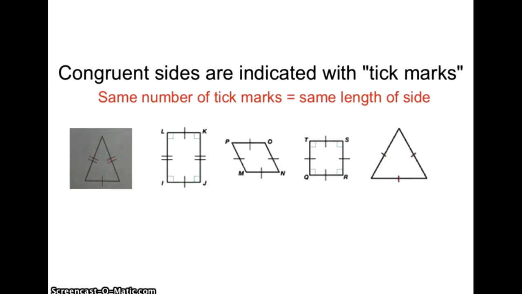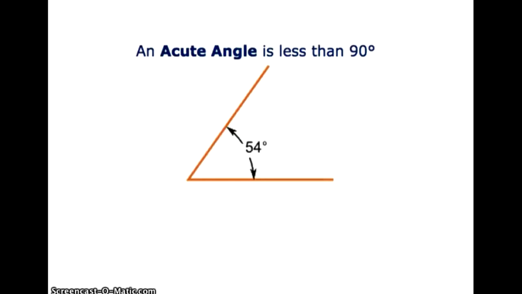In the last triangle, or the square, all sides in those two shapes are congruent. They're the same because all the sides have one tick mark in the shape. An acute angle is less than 90 degrees. Make sure you draw that picture.